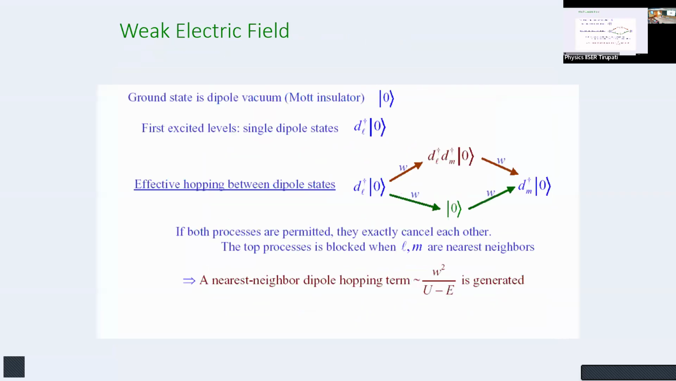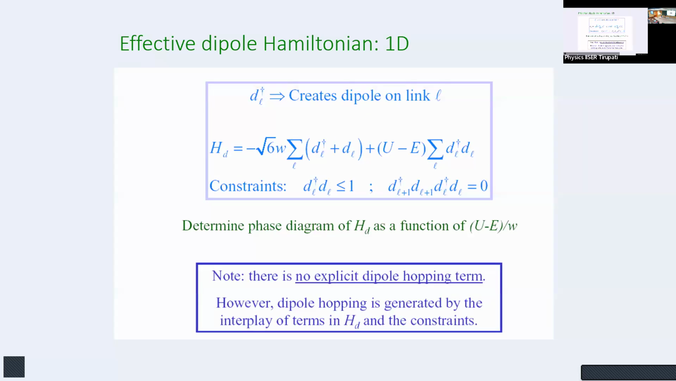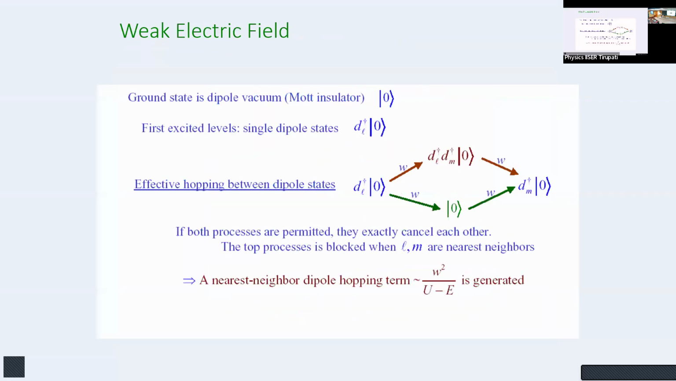Now let's just imagine what the phases of this Hamiltonian are. Forget about the hopping term; let's just think of this. If U minus E is much greater than zero, the ground state is a dipole vacuum, because there is a large energy cost and you don't want to create dipoles. So essentially everything is empty, and that's a boring state. It's a vacuum of dipoles, which essentially means it's the parent Mott state where you started from.